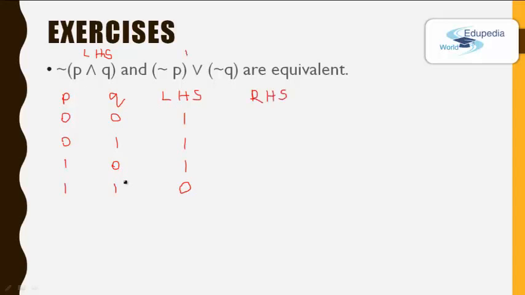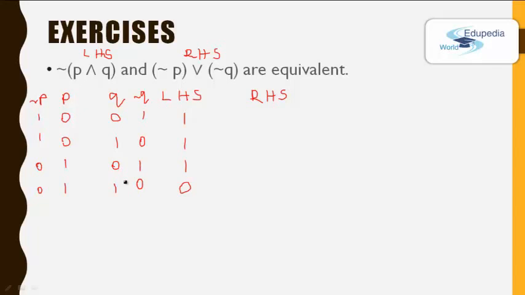This is the right hand side expression. Now in here we have negation P. That means 1 1 0 0. So this is the negation P, and we have the negation Q. So this is the negation Q, 1 0 1 0.